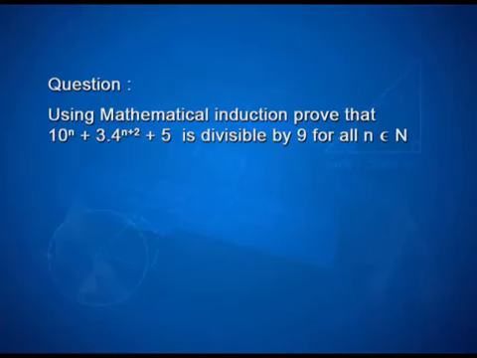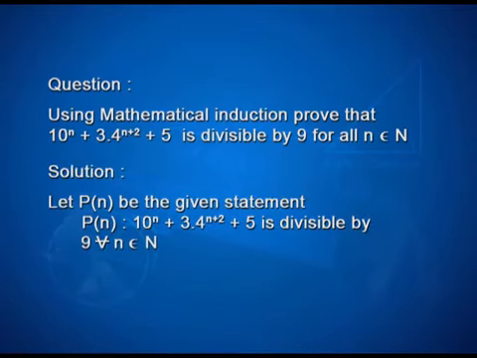Using mathematical induction, prove that 10^n + 3 × 4^(n+2) + 5 is divisible by 9 for all n belonging to N. For the solution, let P(n) be the given statement. P(n): 10^n + 3 × 4^(n+2) + 5 is divisible by 9 for every n belonging to N.